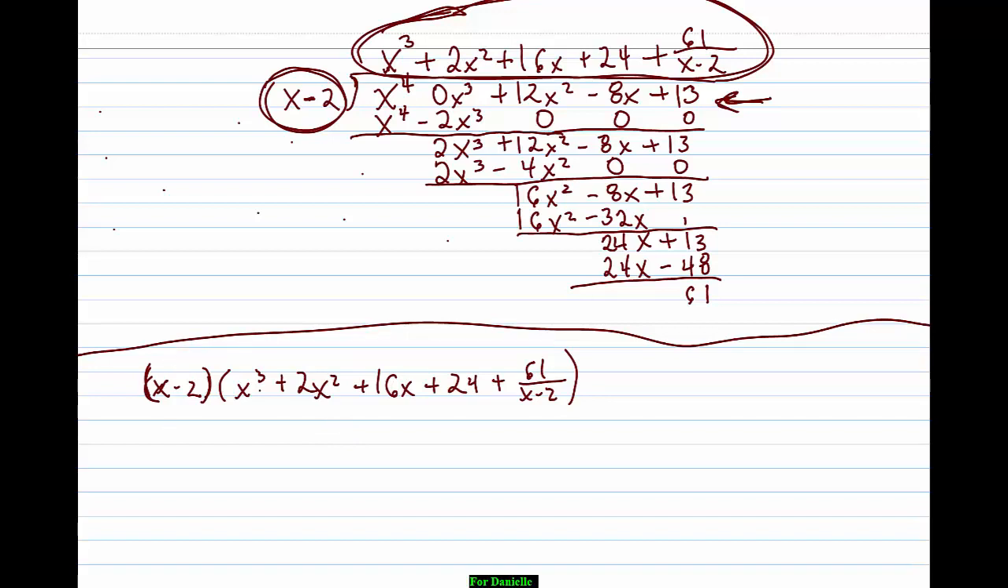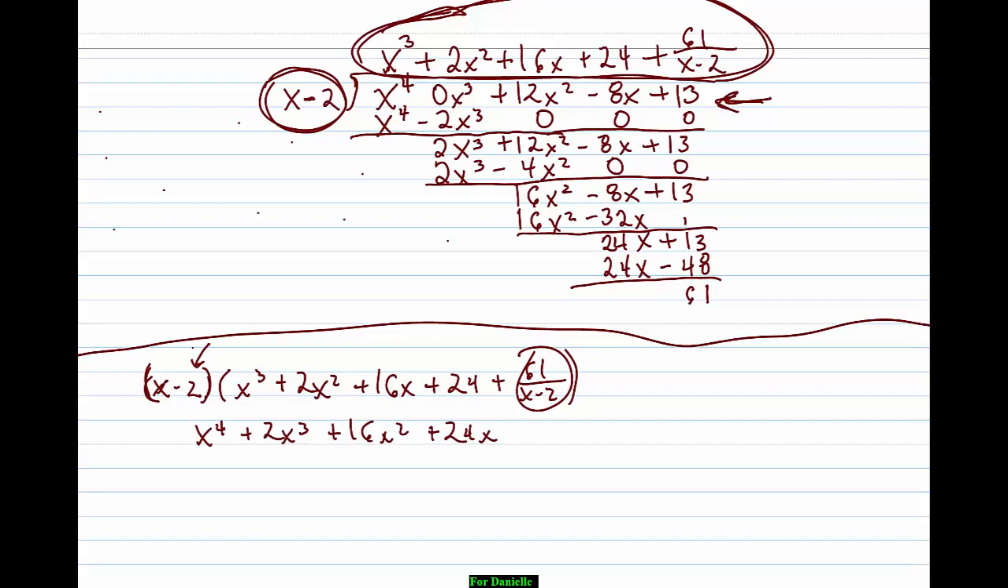All right, so I'm going to take the x times everybody in the second set of parentheses. x times x cubed is x to the 4th. x times 2x squared is 2x cubed. x times 16x is 16x squared. x times 24 is 24x. And I'm going to save this one till the end. Right now I'm going to move on to the negative 2.